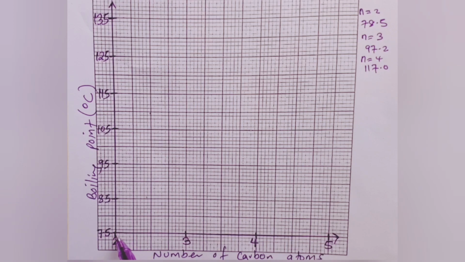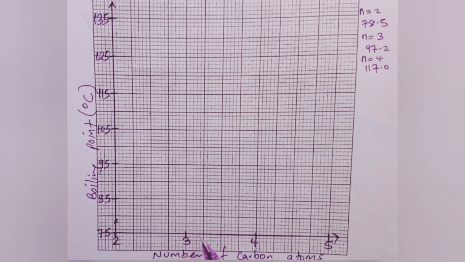So when n is 2, I'm told the boiling point is 78.5. So here is 75, 76 after 1 small square. Sorry, 76 is here after 1 small square, 77, 78, and then 0.5 would be the middle of this other small square right there.